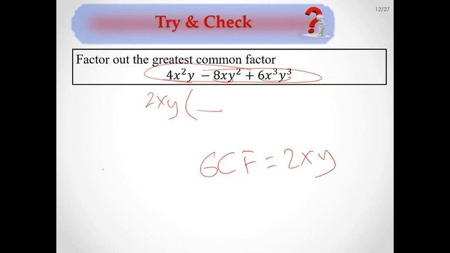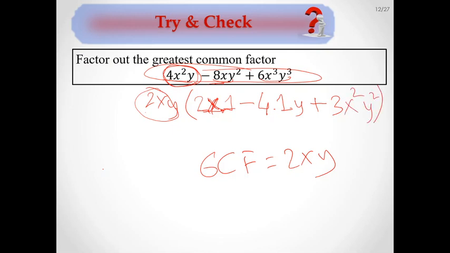So when deciding this, we compare these two. So 2xy, 2 times what makes 4? It's 2. And x times what makes x squared? It's x. Y times what makes y? So it's just 1. So this is 2x times 1. When you do the same thing, you will get this is 4, this is just 1, and this is y. Then for that one, we have 3, and we will need x squared, and we will need y squared.